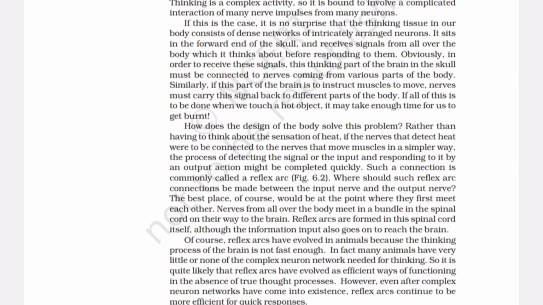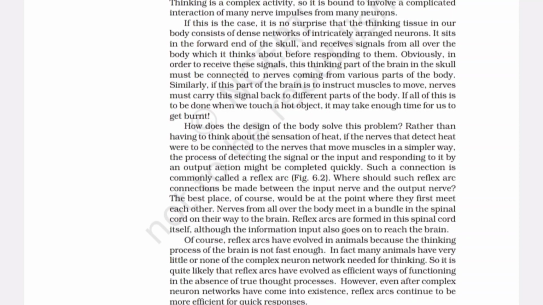Nerves from all over the body meet in a bundle in the spinal cord on their way to the brain. Reflex arcs are formed in this spinal cord itself, although the information input also goes on to reach the brain. Of course, reflex arcs have evolved in animals because the thinking process of the brain is not fast enough. In fact, many animals have very little or none of the complex neuron network needed for thinking.